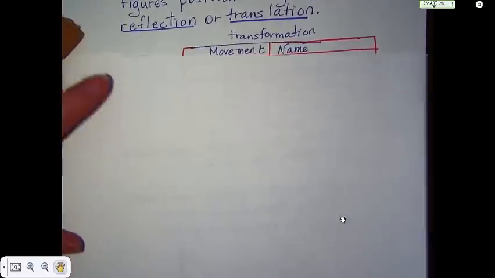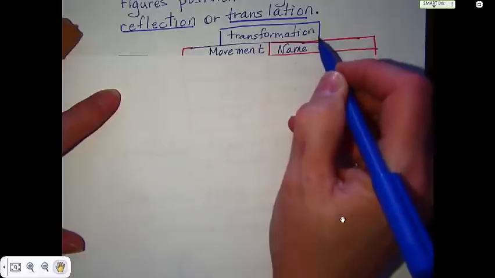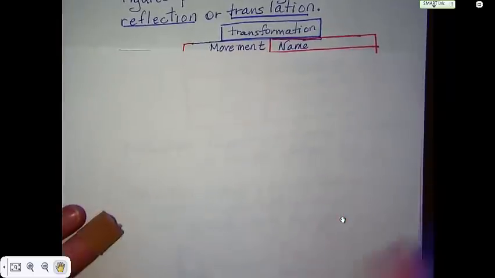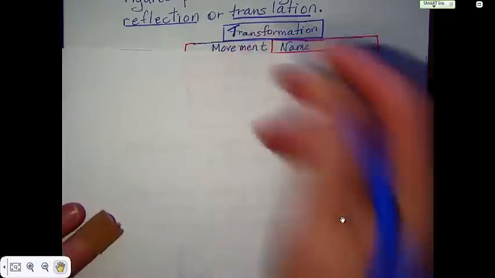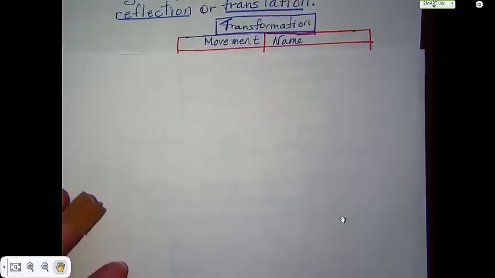So, here's a box of really helpful terms. I really want to see this in your notes. These are transformations with a capital T. So the movement is on the left and the name of that movement is on the right.